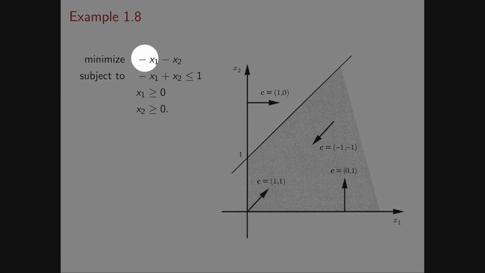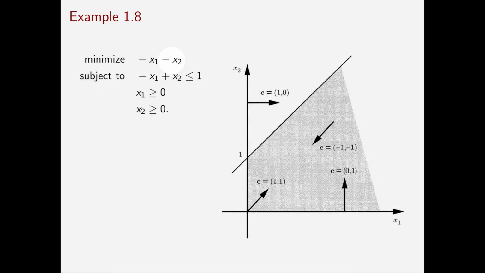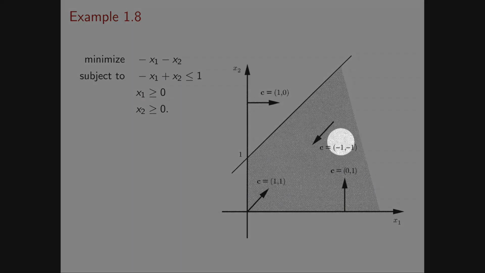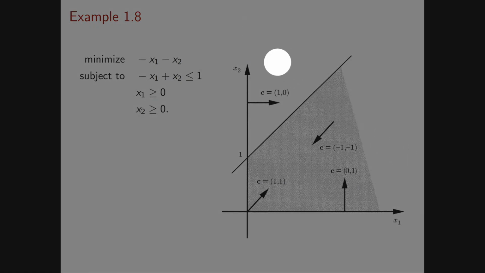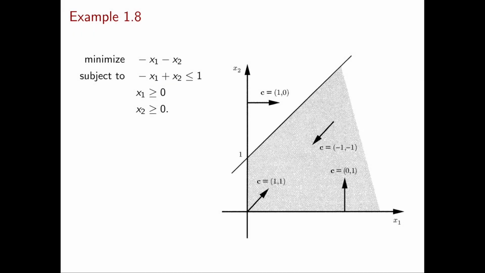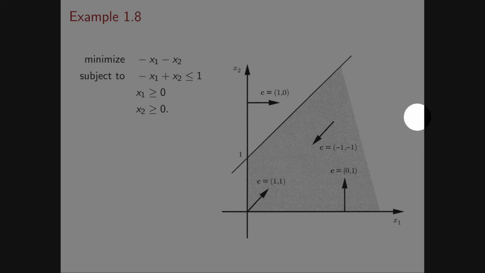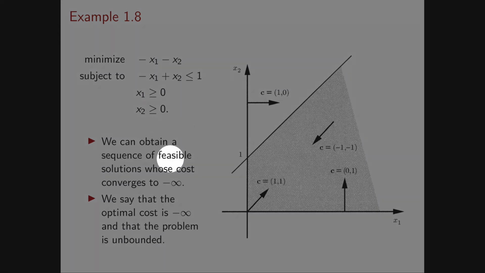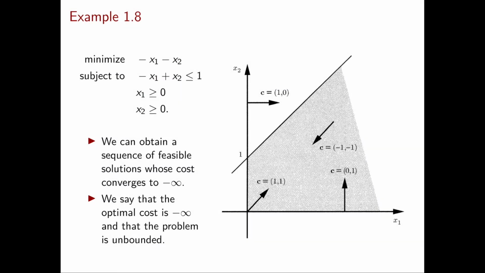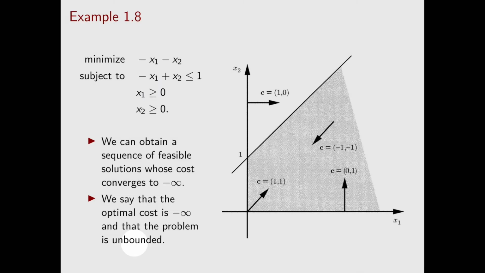In our next example, we're now minimizing minus x1 minus x2, so our vector C is minus 1, minus 1, and it's represented here. So now the orthogonal lines are something like this, and we're moving upwards as much as possible, and you can see that we can move our line upwards as much as possible, and we will always intersect the feasible region, since the feasible region goes to infinity on the right. Therefore, in this case, we can obtain feasible solutions which are better and better, and their cost converges to minus infinity. In this very special case, we say that the optimal cost is minus infinity and that the problem is unbounded.